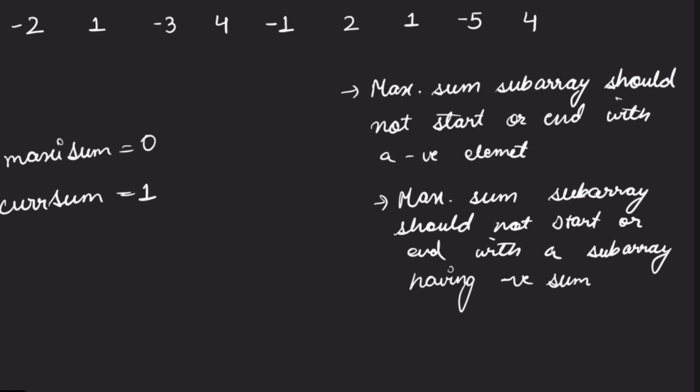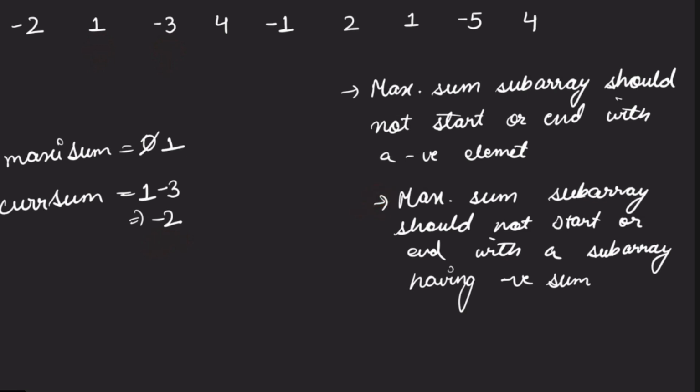Initially that will be 0. Now when our current sum at this point is 1, then our maximum sum will also become 1, right? Now coming to the next element, so this is minus 3. Now what will your sum be? 1 minus 3, that will be minus 2. Now if you see here that this sum is coming as negative, right?